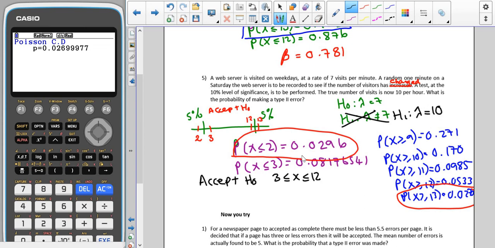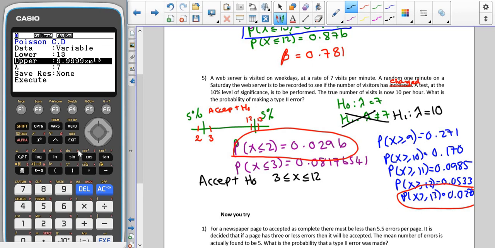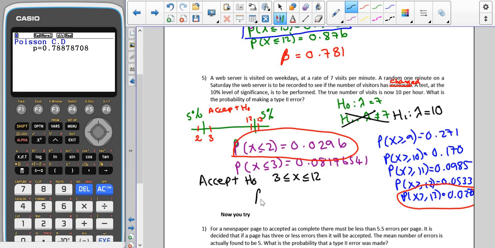So using that lambda is 10, we're trying to find the probability that we are within this region. So 3 is our lower, 12 is our upper, and our lambda this time is 10. Which gives us our beta of 0.789. So you can see that sometimes it can take quite a few tries to find the critical value, the first values at which you are rejecting H0.